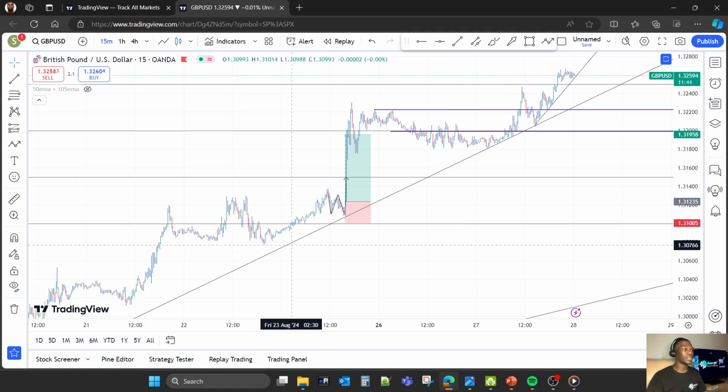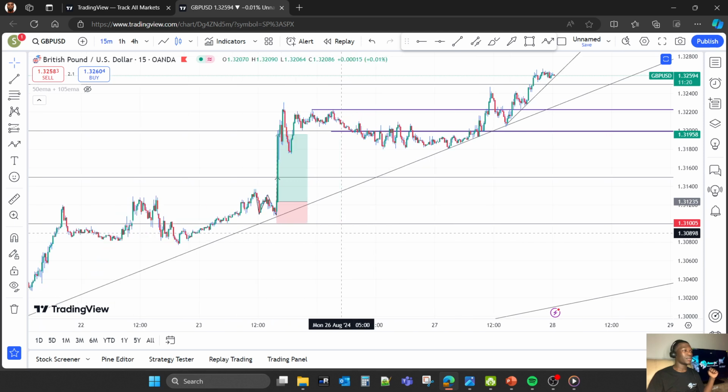Unless it has been broken, now that trend line becomes a support zone. In fact, it becomes a resistance zone when the market breaks to the downside. If it was support, it will become a resistance level, and then if the market breaks a resistance level, it becomes the support. So that's how it works.